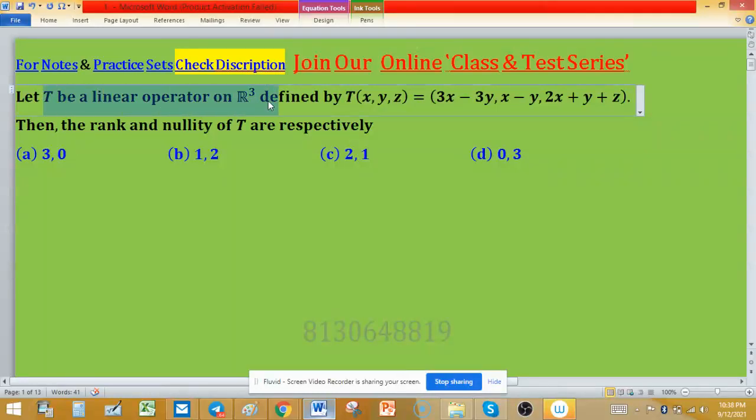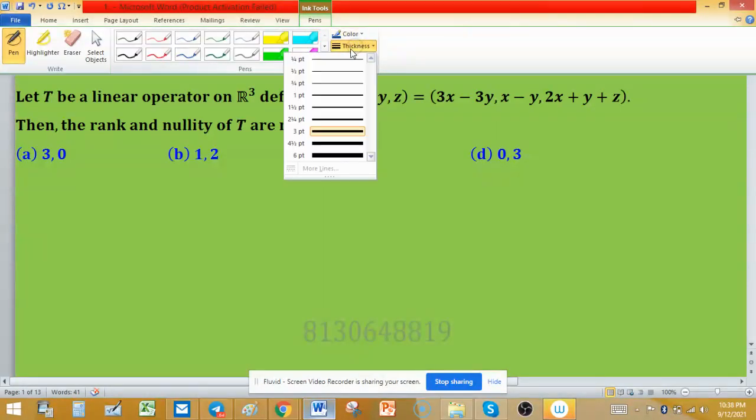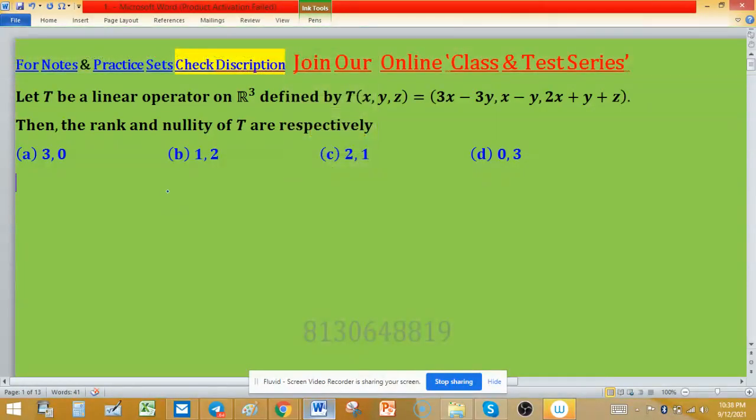Let T be a linear operator on R cube defined by T(x, y, z) = (3x − 3y, x − y, 2x + y + z). Then the rank and nullity of T are, respectively, — four options are given. This problem is given to us, and we have to find the rank and nullity of this linear transformation.